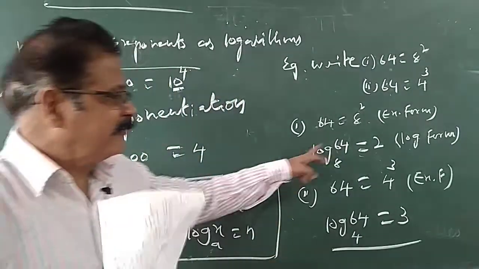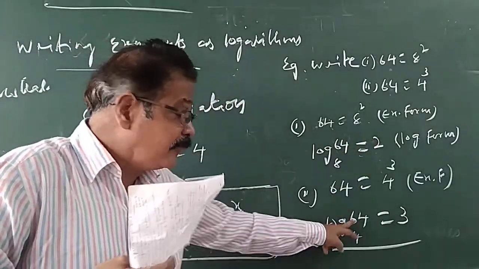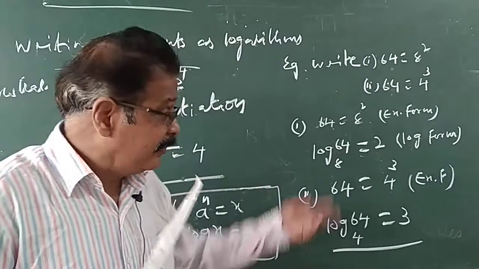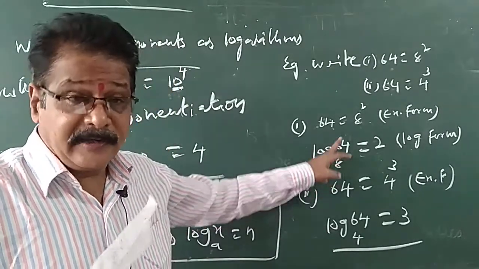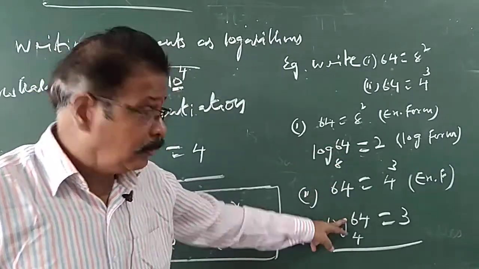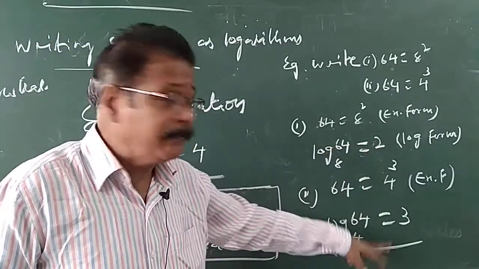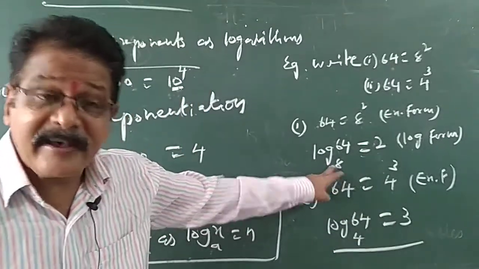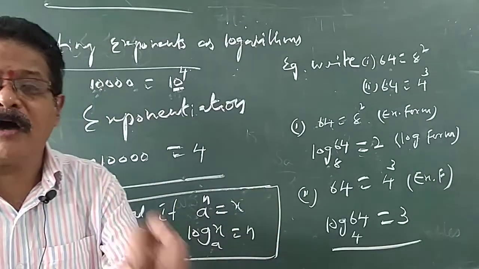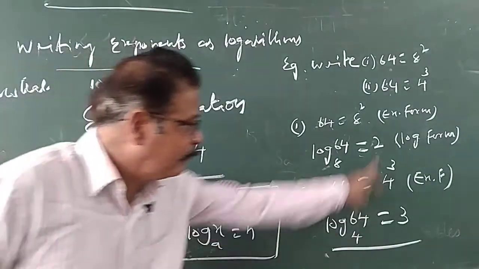So what is the log 64 here? 2. Here log 64 is 3. Why different? Same number, here log 64, here also log 64. Why are you getting different values for the same number? Because their bases are different. The logarithm of the same number to different bases will be different.